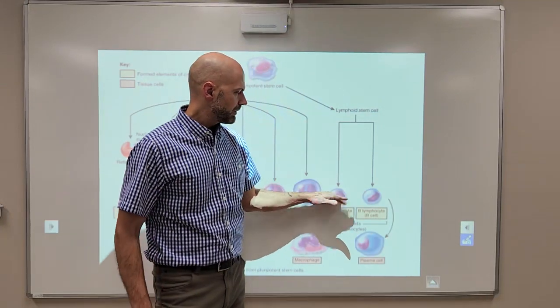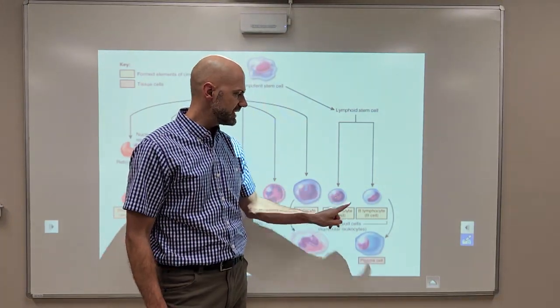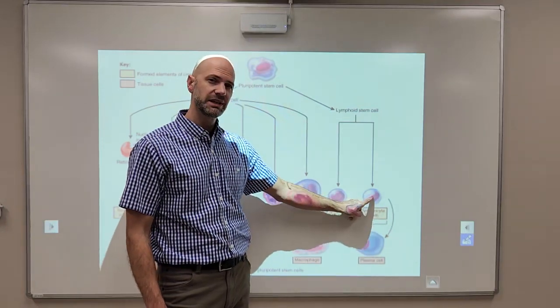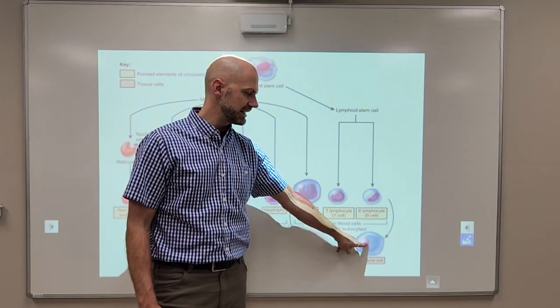Lymphocytes here, we'll talk more about those in a subsequent chapter. You have T lymphocytes and you have B lymphocytes. B lymphocytes can be differentiated into plasma cells. These are your antibody factories.